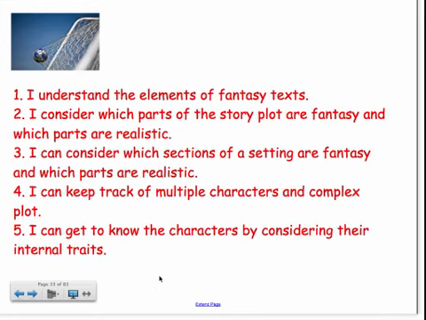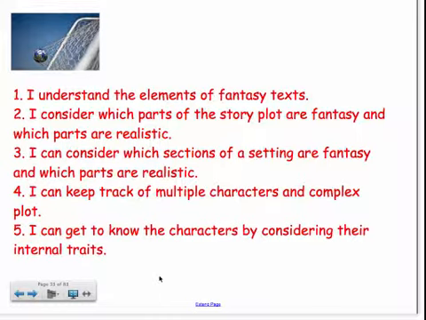Okay, boys and girls, we are going to get started with lesson number 5 and teaching point 5 of I can get to know the characters by considering their internal traits. This, of course, is happening within a fantasy text. So if you haven't already, take a moment to jot down this goal. If you need to pause the video, you can go ahead and do that. And remember to also add the knowledge that you have about this goal beforehand and the amount of effort that you're willing to put forth.